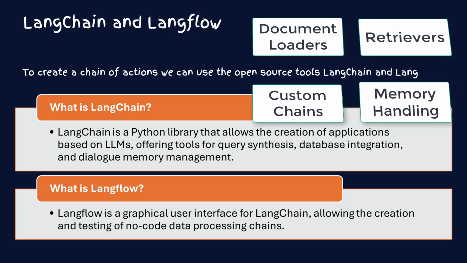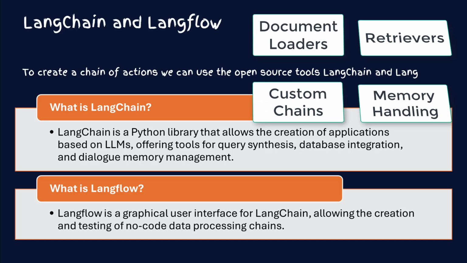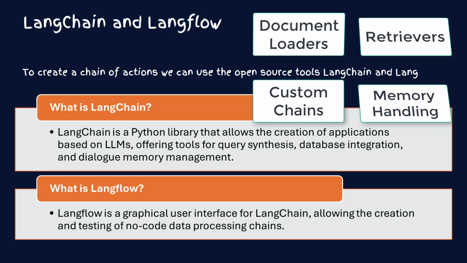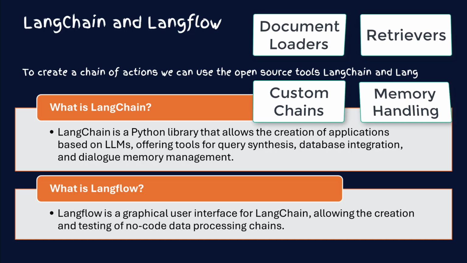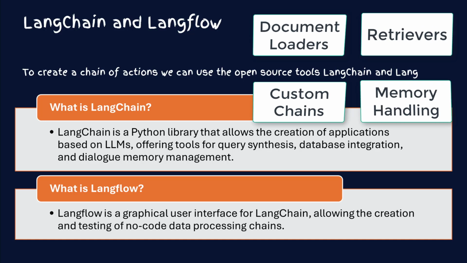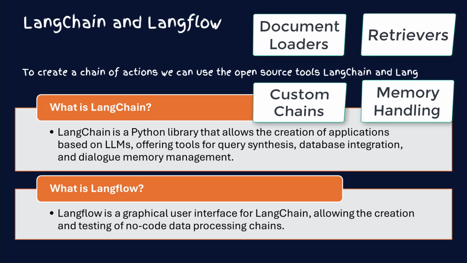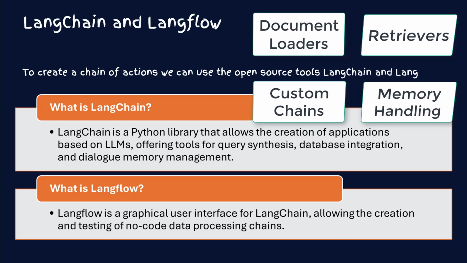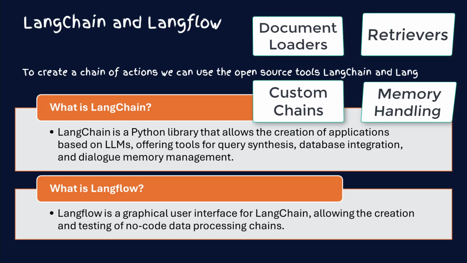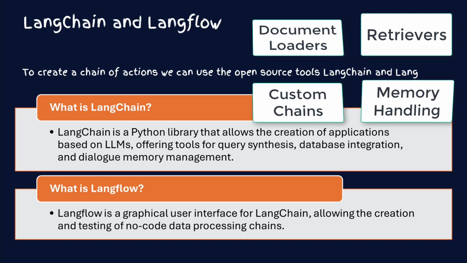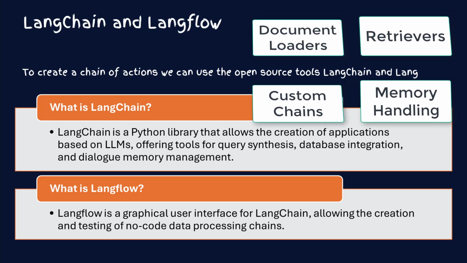LangChain triggers a retrieval process. The retriever fetches relevant documents using a vector database. The AI generates a response based on real-time retrieved data. Then LangChain makes it very easy to customize and adapt these workflows.